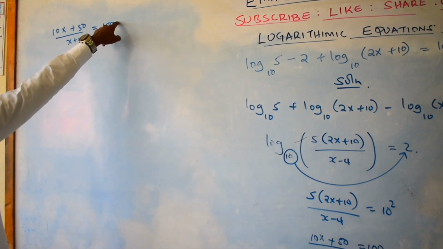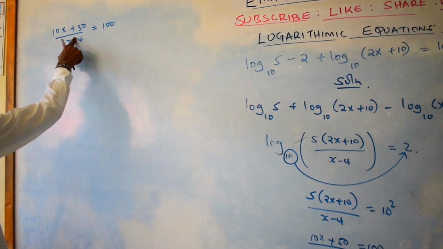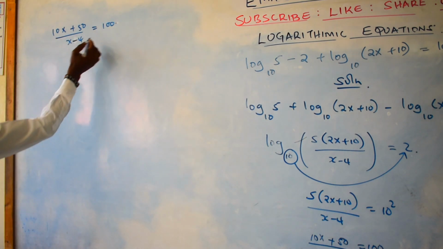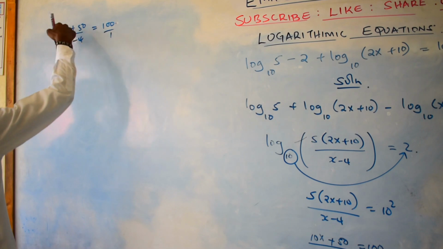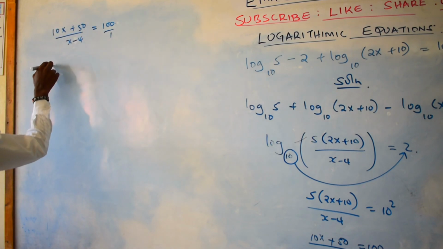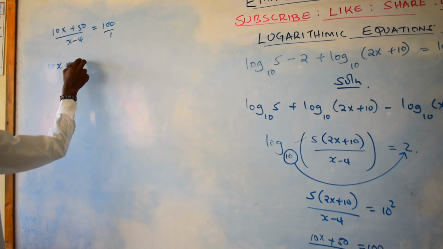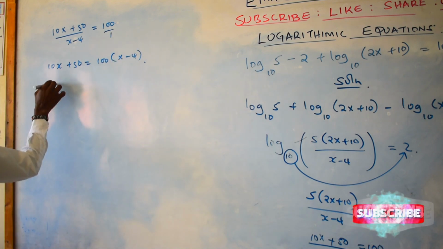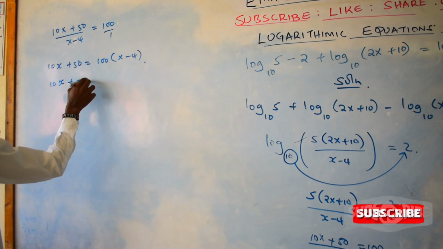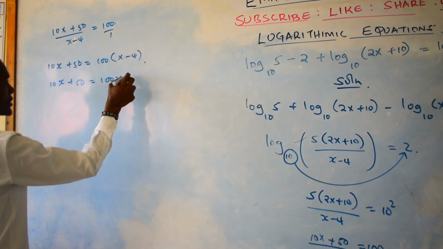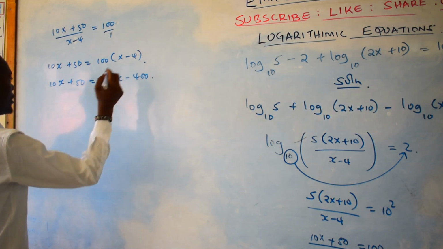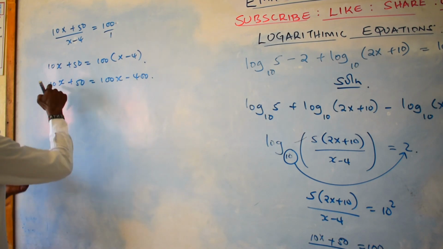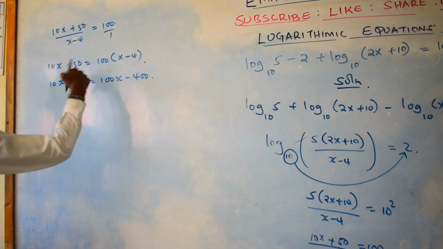So multiply this. On this side this one is minus, so multiply it on the other side because this one is over 1. So you cross multiply. We remain with 10x plus 50 equals 100 multiplied by x minus 4. So we have 10x plus 50 equals 100x minus 400. Take like terms on one side. You can choose to take 10x on this side, then 400 on this side.